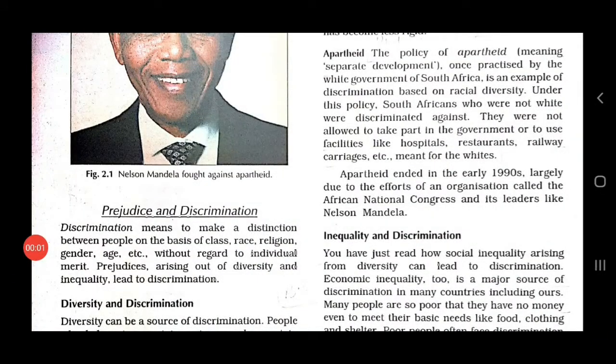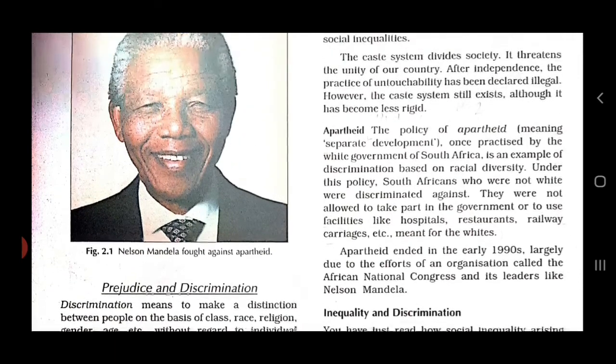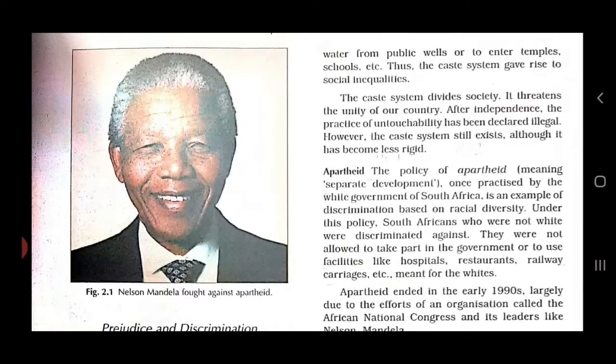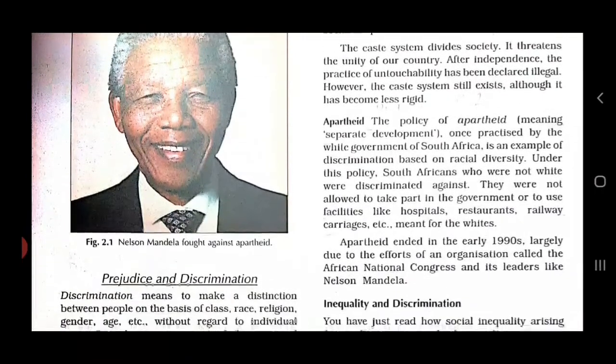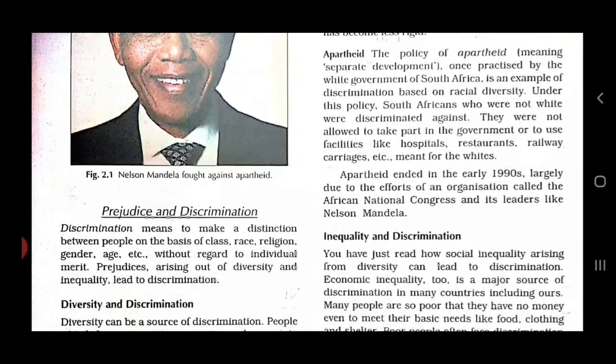In the next para, they are telling that this thing ended in the early 1990s. It ended because of the efforts made by an organization called the African National Congress and its leaders like Nelson Mandela. Here you can see in the picture also, on the left side, Nelson Mandela fought against apartheid. So this came to an end in the early 1990s because of the efforts of this particular organization and its leaders.